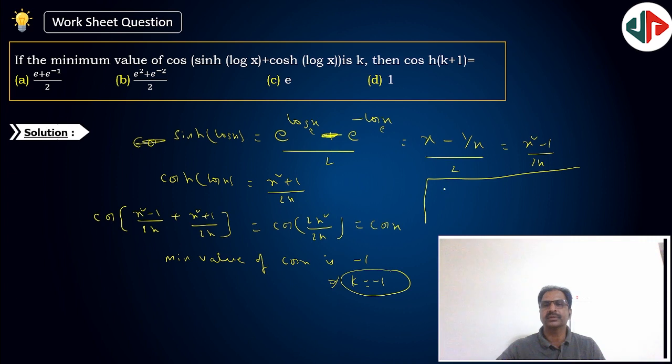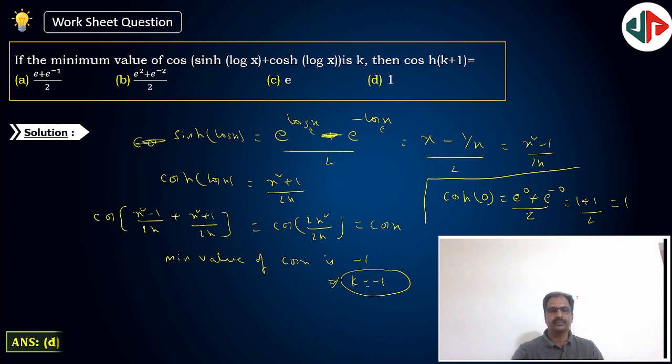What is the required? Cosh of k plus 1. K plus 1 is 0. What is cosh 0? E power 0 plus e power minus 0 by 2, 1 plus 1 by 2, 1. So the final answer is option D.